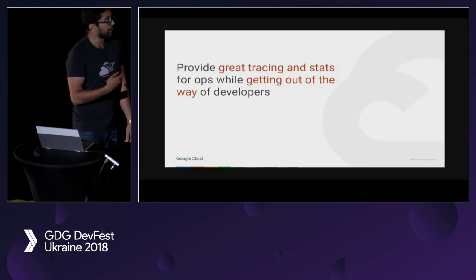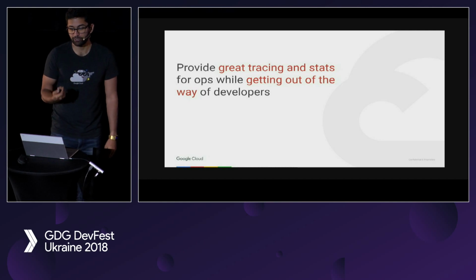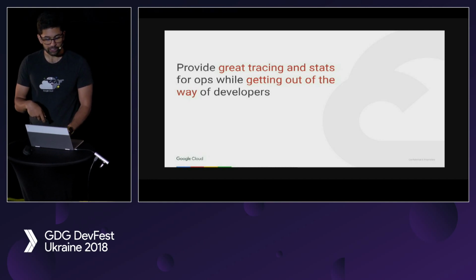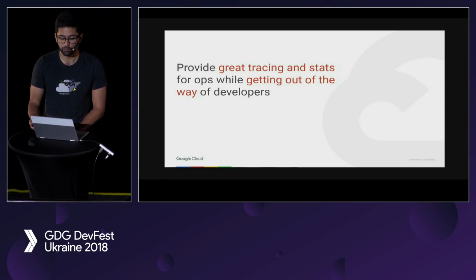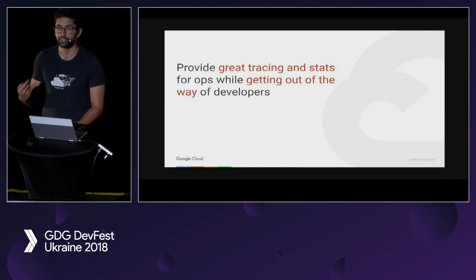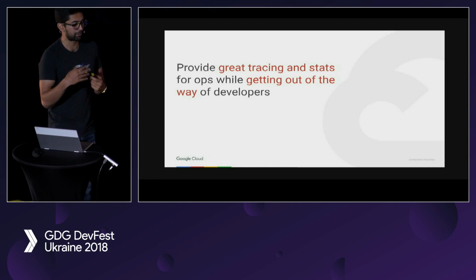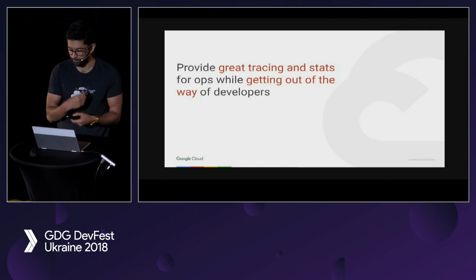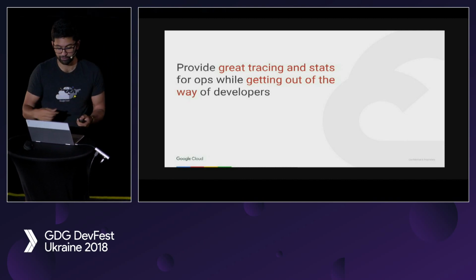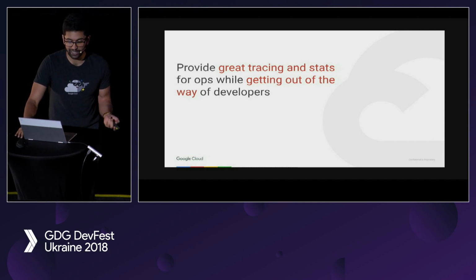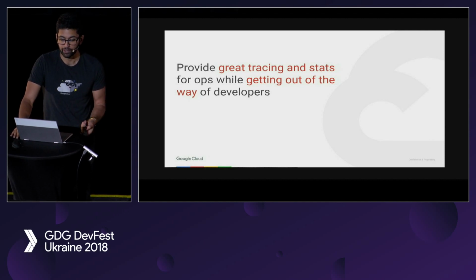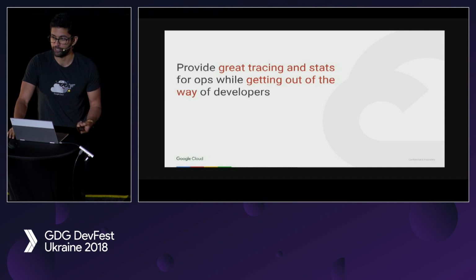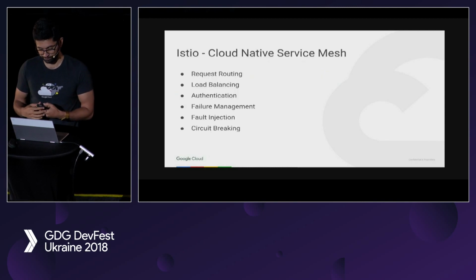So the whole point of these two things is they kind of provide great tracing and stats for operations folks while getting out of the way of developers. You don't want to force your developers to write a bunch of code that's specific for tracing and stats that they don't really care about, and then redo it and rip it out to switch providers and things like that, right? So you want to kind of get out of the way of developers, let them do their job while giving operations the insight they need.